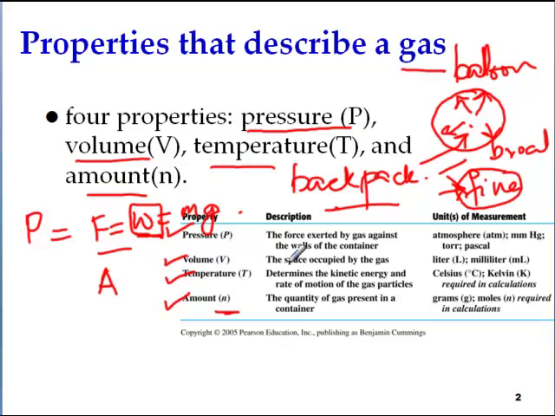Let's talk about volume. Volume is always going to be the space that's occupied by the gas. The units for volume are either liters or milliliters. Temperature is the rate of motion of the particles, and temperature is always going to be measured in Kelvin. Though Celsius can be used, when we do calculations within this chapter, we will always change our temperature to Kelvin. And the amount of gas is the mass of gas that's present, and it will be expressed in grams or in moles during our calculations.